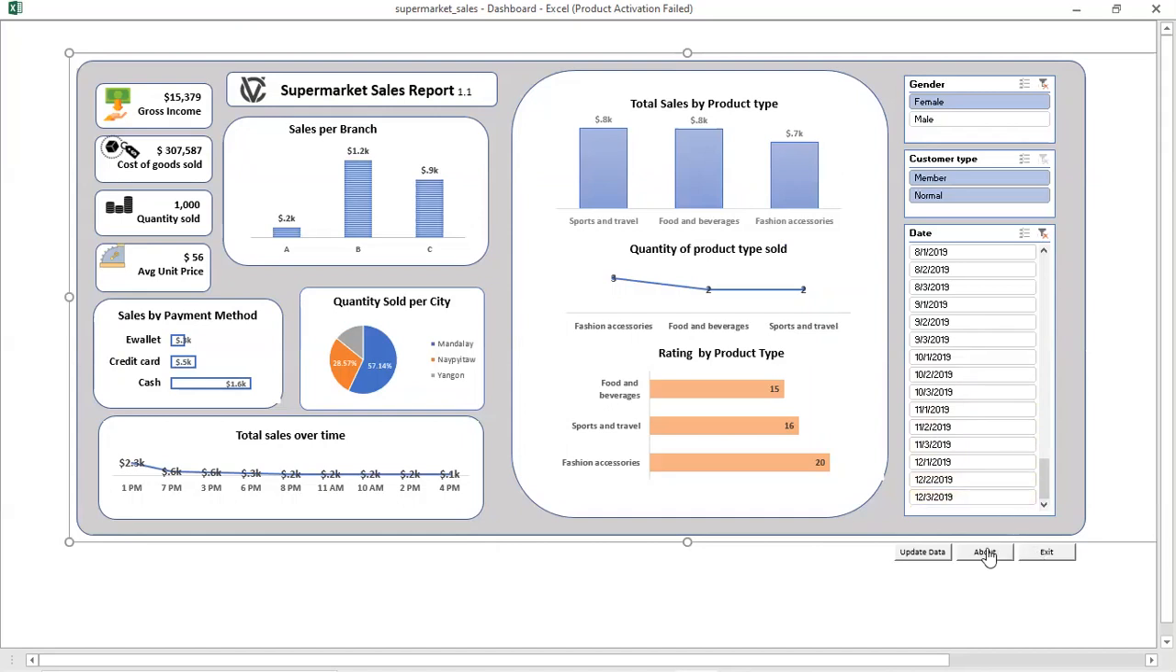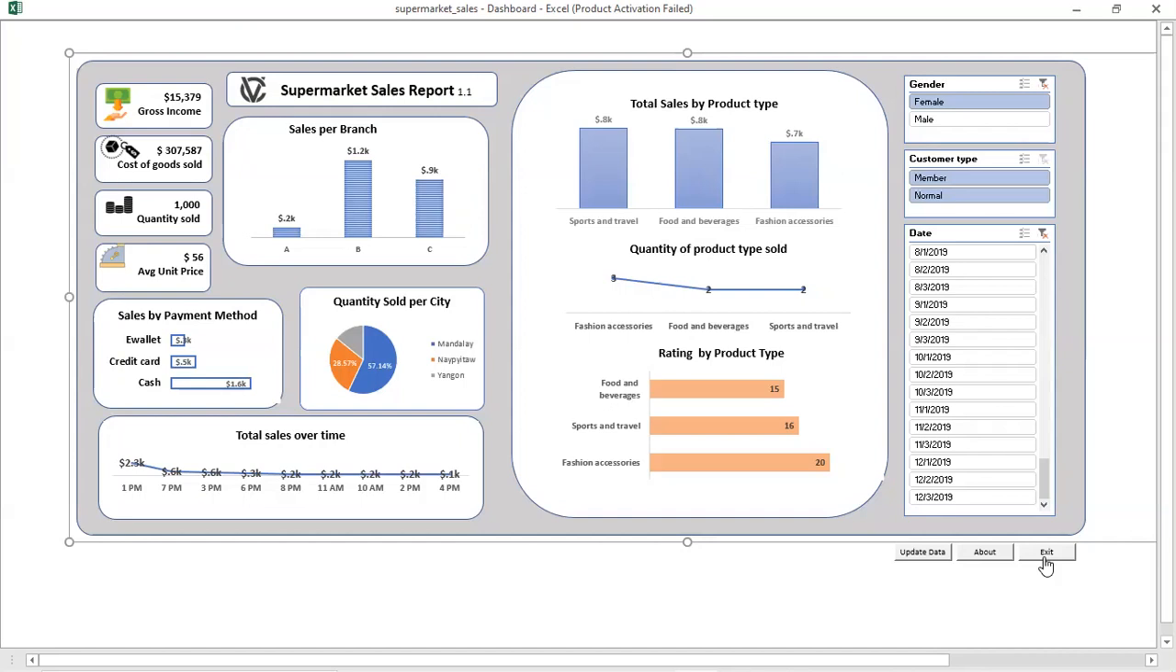So one is that I had created simple codes to save, like in the macro, for these buttons here. So in the coding section under the developer, there's a coding section for Excel where you can attach code to a button. So I've created 3 buttons here, the update data button, the about button, and the exit button.